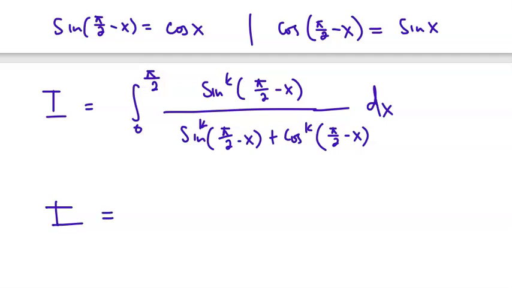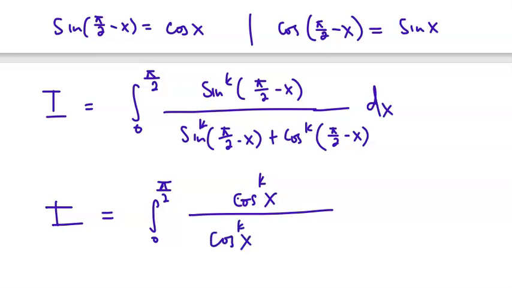will be equal to, sorry for that, our I will be equal to the integral from 0 to pi over 2. Up here we have the sine of pi over 2 minus x to the power of k, which is the same as the cosine of x to the power of k. Then divided by the cosine of x to the power of k plus, here, the sine of x to the power of k, and we have our dx.